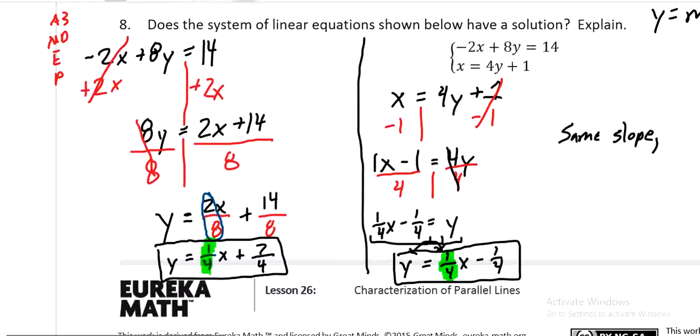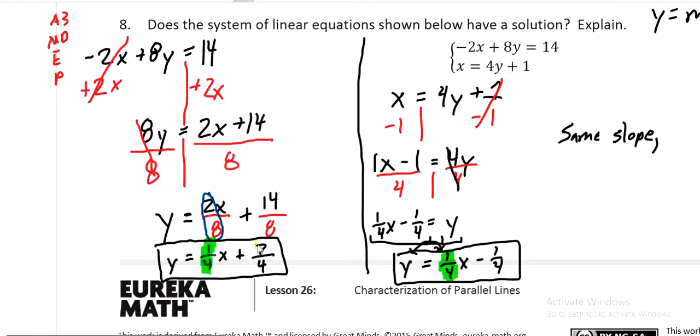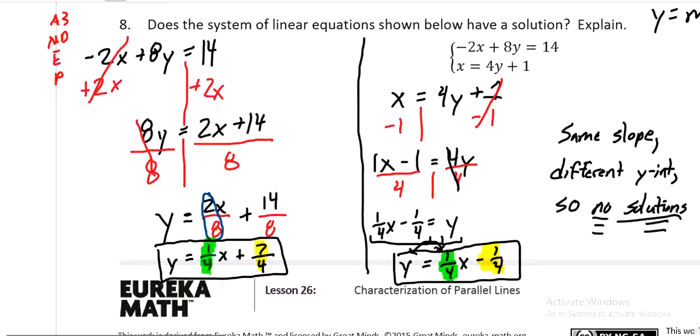Since they have the same slope, we also have to look at the y-intercept. Our y-intercepts, one's 7/4 and one's negative 1/4. So same slope, different y-intercept. So no solutions. There we go. Got it written nicely.